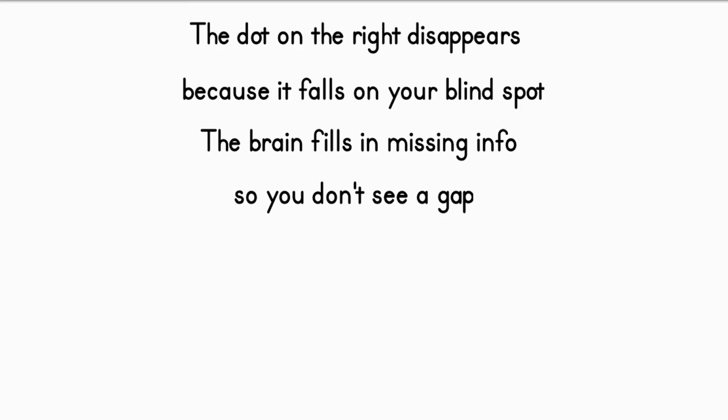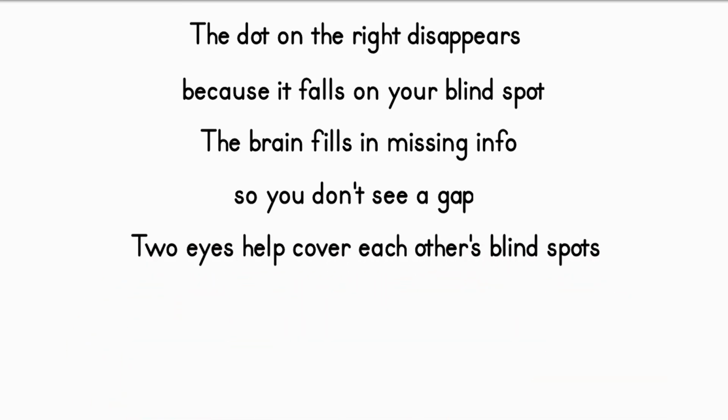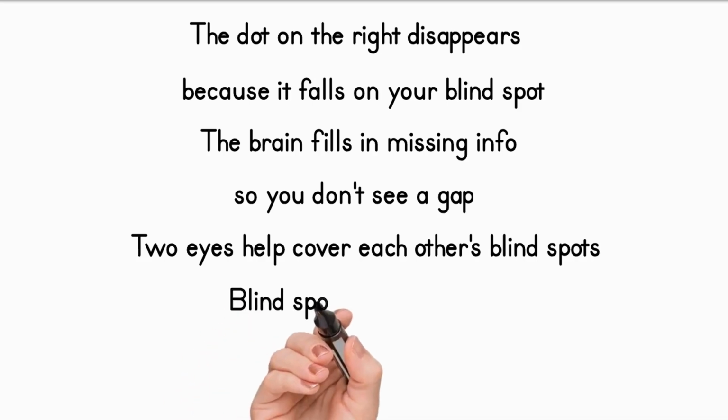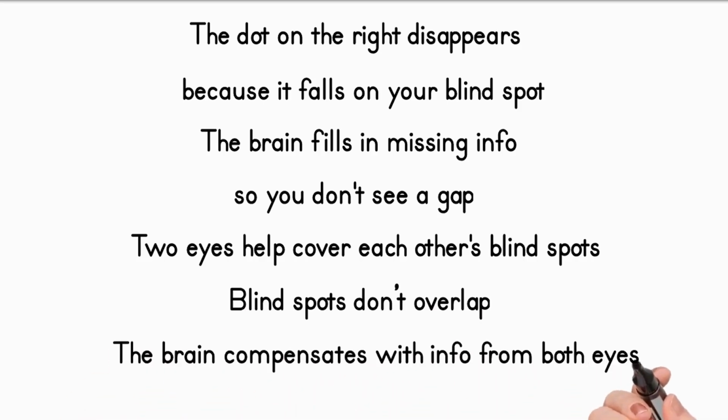It's important to note that having two eyes is advantageous, because each eye has its own blind spot. However, since the blind spots of our two eyes don't overlap, our brain can use the information from the other eye to compensate.